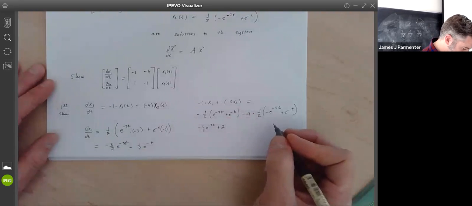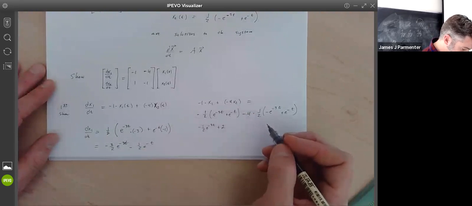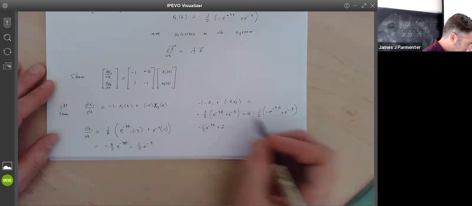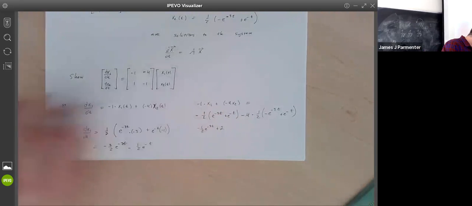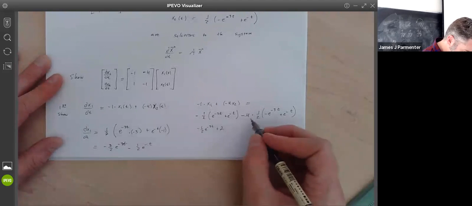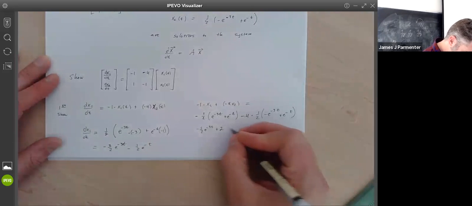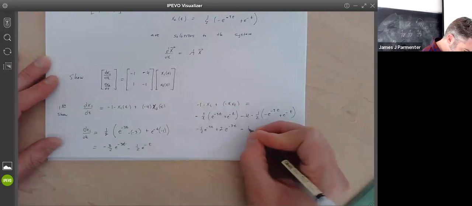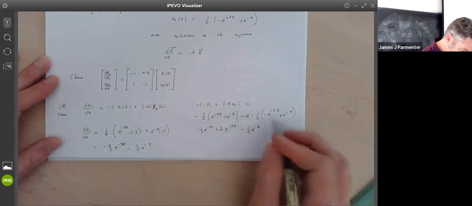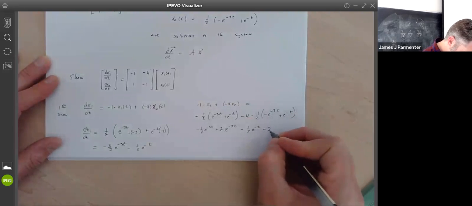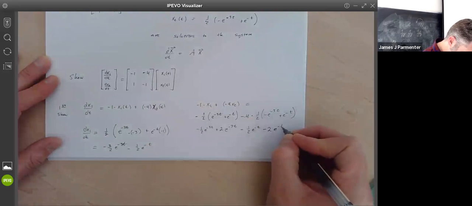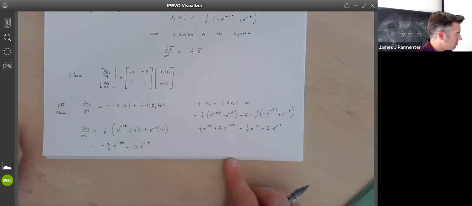And that looks worrying. Have my numbers right? Have my matrix right? That's all right. We're going to do this and see where I went wrong. Minus a minus should be a plus, right? Yeah. 2 e to the -3t, and then I have a -1/2 e to the -t and a -2 e to the -t. That's worrying. These don't look the same.